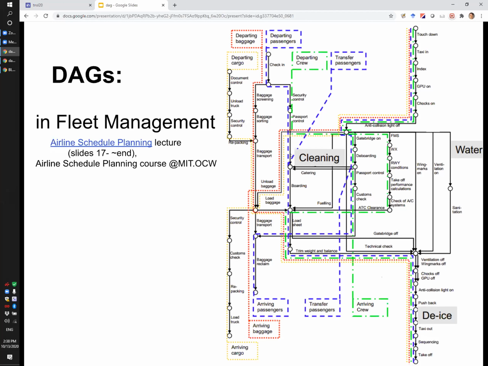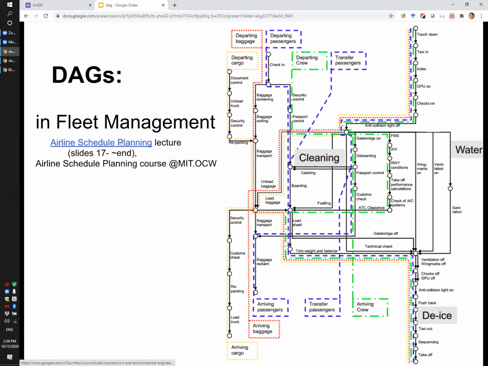And, surprise, surprise, there are certain precedence constraints among these processes. Well, you should do cleaning before boarding, or security control before repacking, and whatever. And graphs like this are studied very seriously.